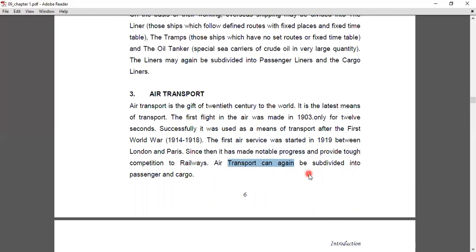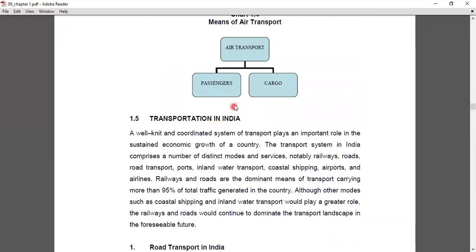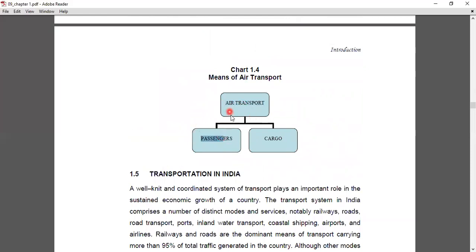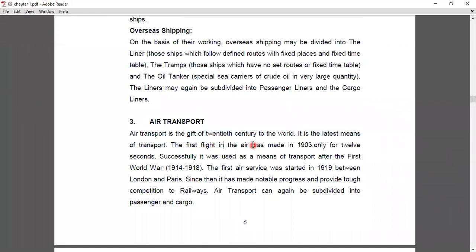Air transport can again be subdivided into passenger and cargo. Okay, so there are two different types of classification in air transportation. One is passenger air transportation, and the second one is cargo air transportation. Okay, so it is the most recent type of transportation, and it has made notable progress and provided tough competition to the railway.